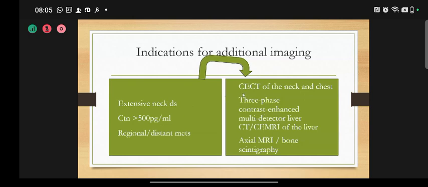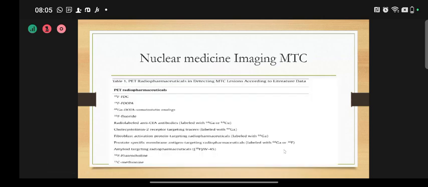So according to the site, we can do a contrast enhanced CT of head and neck and chest, and three-phase contrast enhanced multi-detector CT of the liver or contrast enhanced MRI of the liver to rule out liver mets. And if we are suspicious of bone metastasis, we can go for an axial MRI or bone scintigraphy.